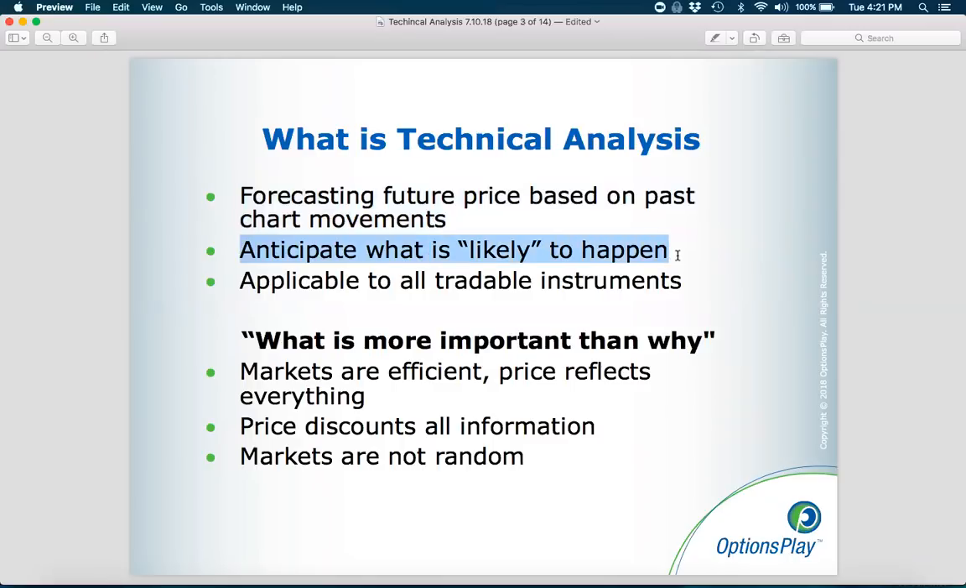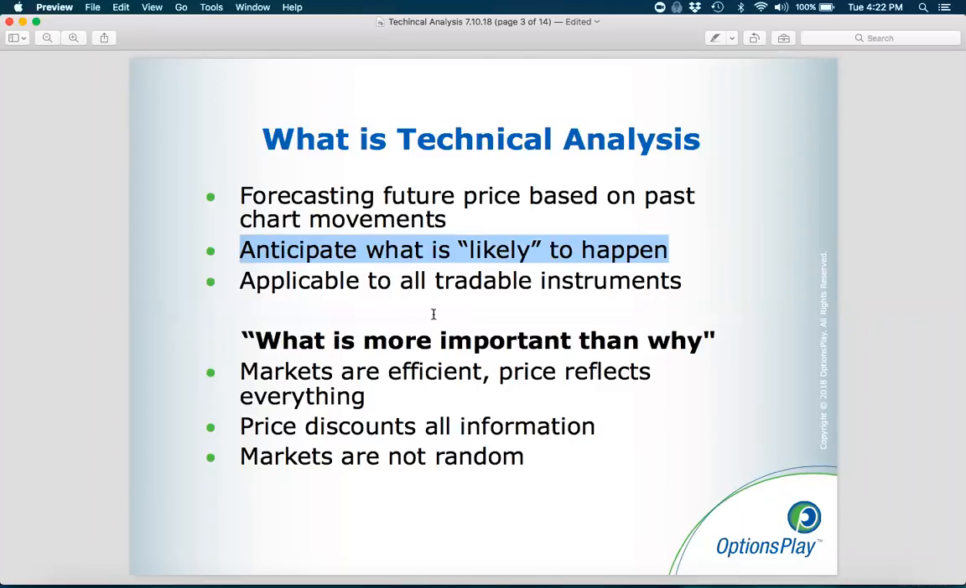But the concept of technical analysis is very simple. It's typically looking at historical chart movements, or historical chart history, and anticipating what is, quote unquote, likely going to happen in the future. What I mean by that is that no form of analysis will ever tell you definitively what's going to happen. It's all about what is more likely going to happen, or what is more probable. And this is really just saying that historically, when we see certain things, what is the probability of the stock moving higher or moving lower?